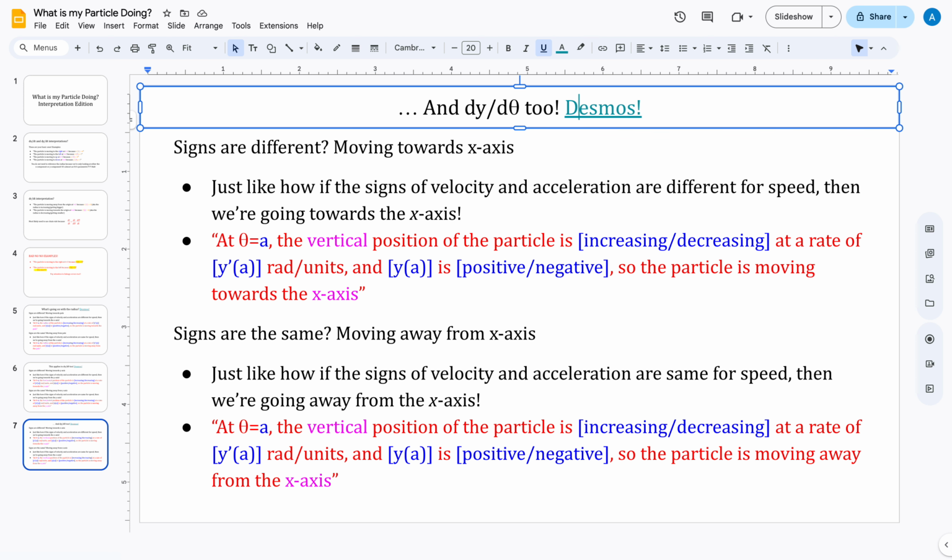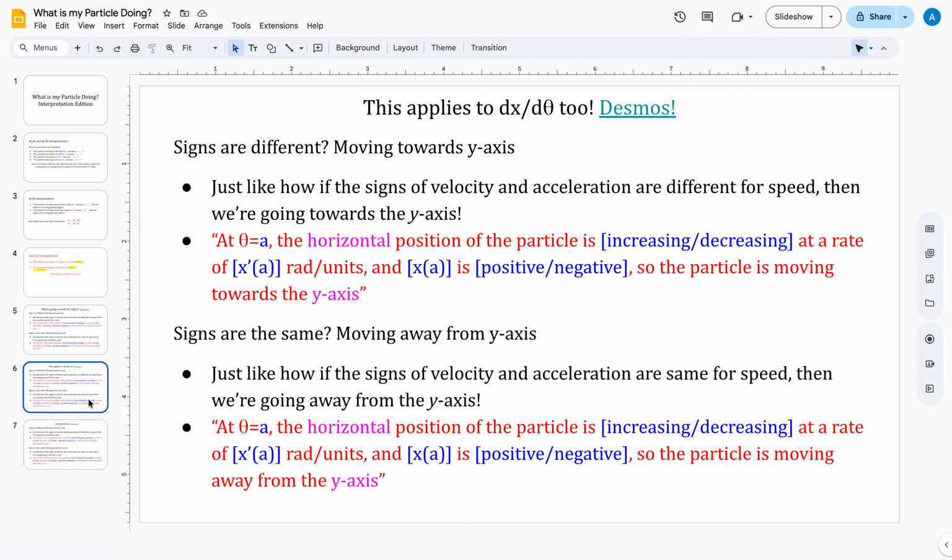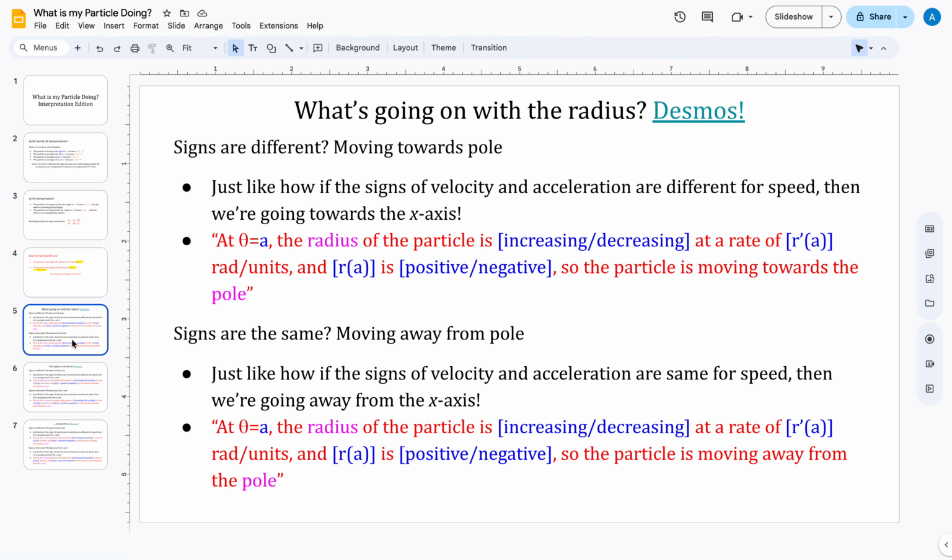So you just really need to think about what's happening. Are you given dy d theta? If you are, then what's happening to your y value in terms of theta? And that just talks about moving towards or away from the x-axis. For dx d theta, think about what's happening to that, and then think about: is your x component moving to the left, moving to the right? Is it moving towards the y-axis? Is it moving away from the y-axis based off of that? And then, of course, same thing with dr d theta here.